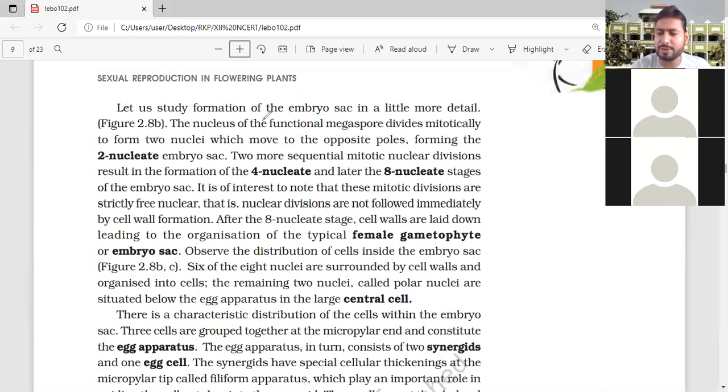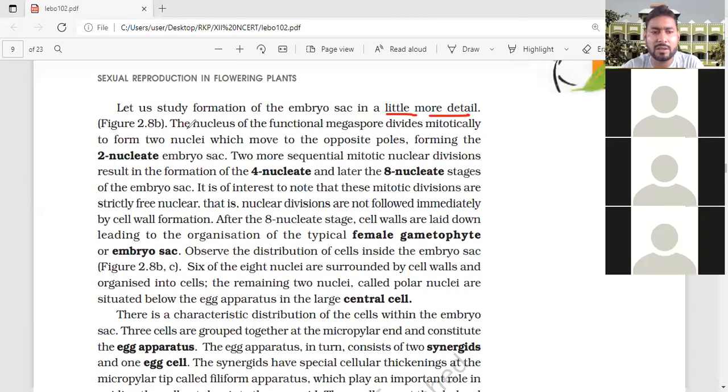Let us study the formation of the embryo sac in a little more detail. The nucleus of the functional megaspore divides mitotically to form two nuclei. How many times did I say? Three times it will divide mitotically. They move to opposite poles, forming the two-nucleate embryo sac. Two more sequential divisions, in total three mitotic divisions take place. Ultimately, the 8-nucleate stage of the embryo sac forms.